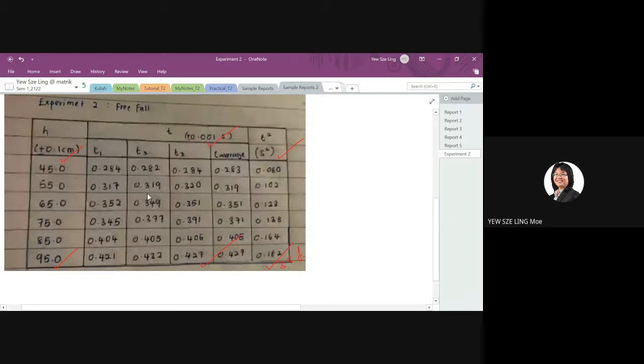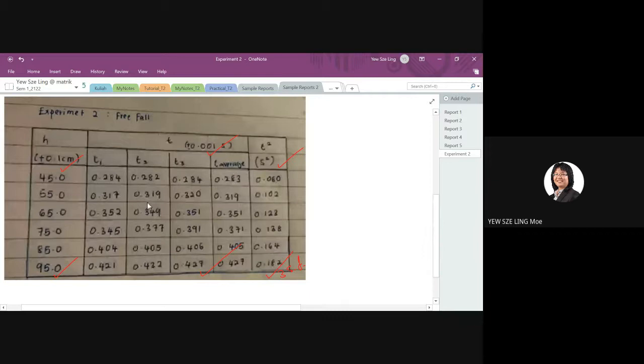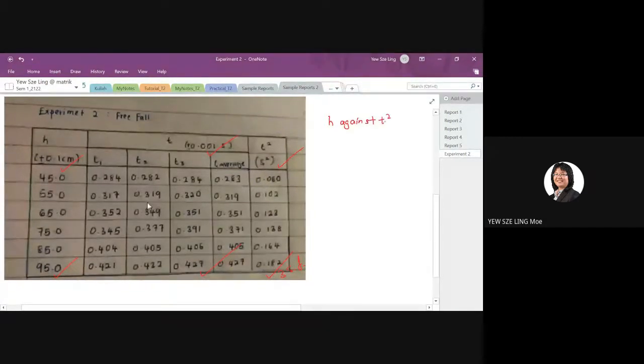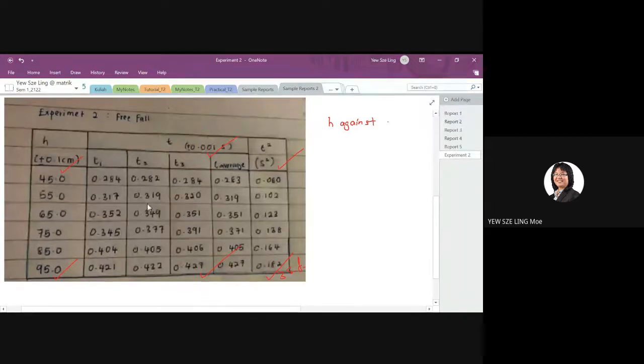All right, now, how to tell whether our reading is correct or not? Then you have to refer to the theory of experiment 2. The theory in experiment 2 tells you need to use the equation. You are going to plot a graph of H against T square. This is the graph that you're going to plot.